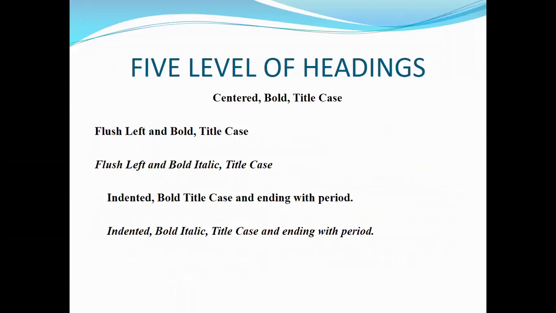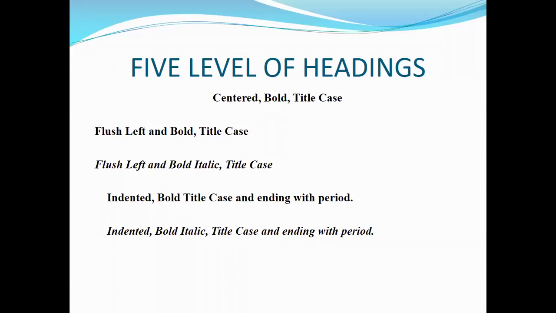Now, when we talk about headings in a paper, there are 5 possible levels of headings within a research paper. What I find is that most student papers stay at the first level of heading, meaning that if you have a thesis statement and your thesis statement has 3 major points, then each one of those points will be a heading: centered, bold, and in title case. That means the main words are capitalized, okay? And most papers just stay there.